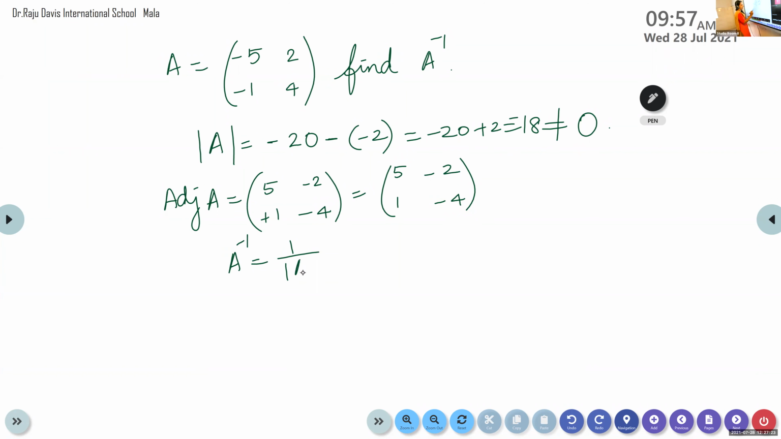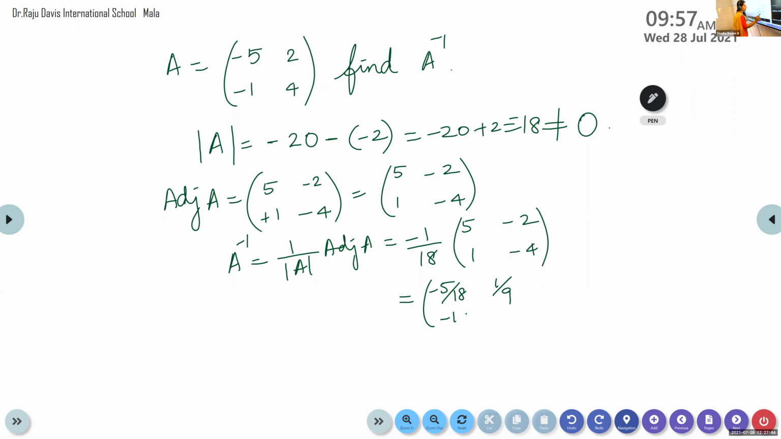Therefore, what is A inverse? A inverse is 1 by determinant A into adj. So, it will be minus 1 by 18 into 5, minus 2, 1, minus 4. We can take 18 inside and write this as minus 5 by 18, 1 by 9, minus 1 by 18, 2 by 9. Is it correct, Aparna?